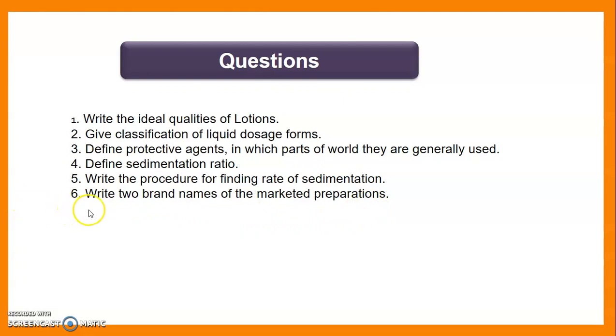Then sixth one, write two brand names of the marketed preparation. The brand names are, first, calamine lotion, which can be obtained from various companies, then Lactocalamine or Calamine. These are the different brand names of this preparation.